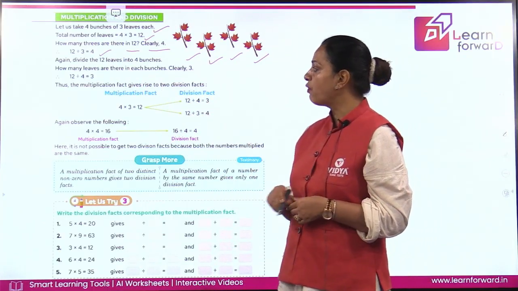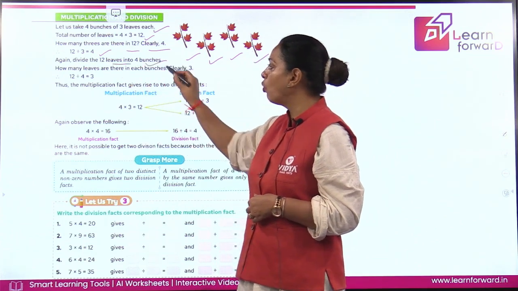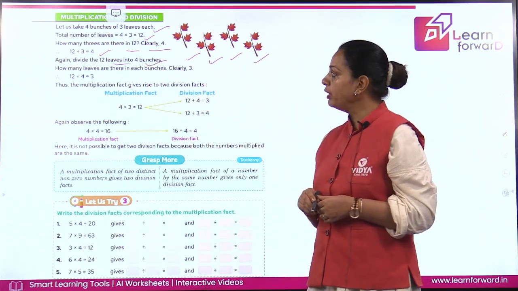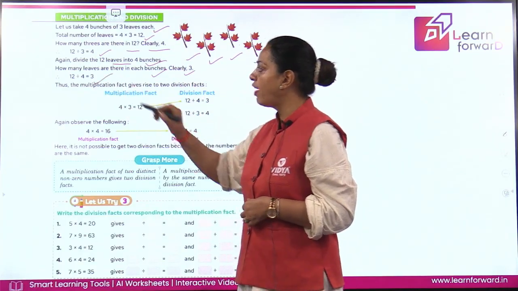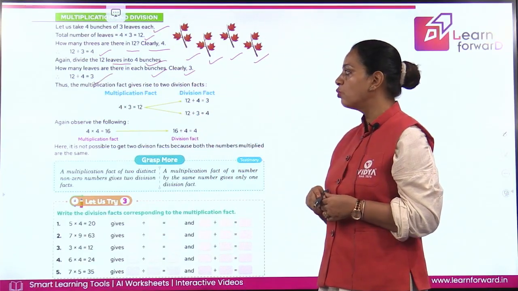Now again divide the 12 leaves into 4 bunches. So how many leaves are there in each bunch? Clearly 3, because 12 divided by 4 equals 3.